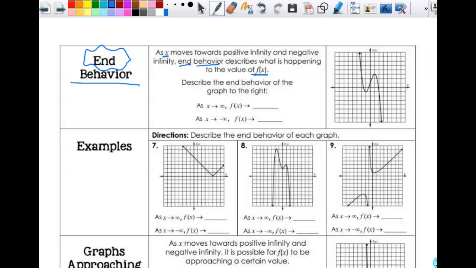So, when I look at this one, as x approaches infinity, that's how you read this, as x gets bigger and bigger and bigger, y is getting smaller and smaller and smaller, and y is approaching negative infinity. Do I need to say that again?